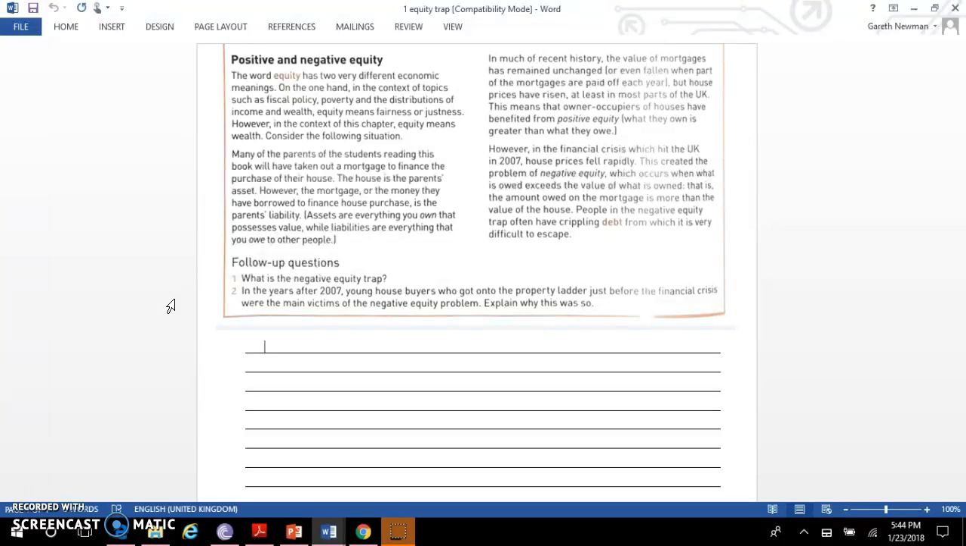But what I really want to focus on is this section here: explain why they were the main victims. Everybody was essentially affected by the negative equity trap, but why specifically was it young house buyers? Now, I'd like you to spend about 15 minutes on this. So in a second, I'm going to ask you to pause again. Give yourself 15 minutes and then come back to the slideshow. Okay, you can pause it now.